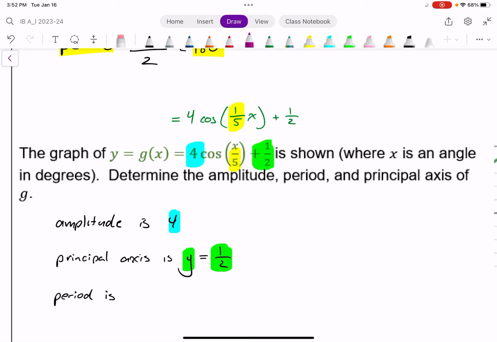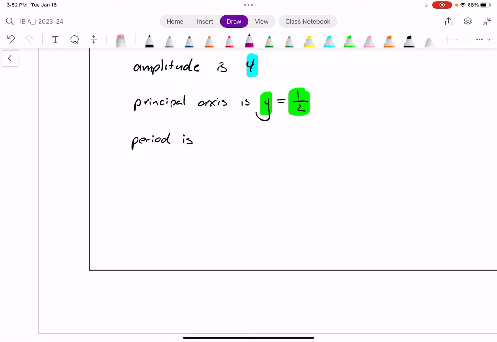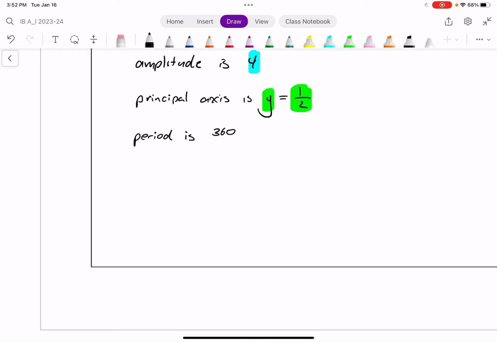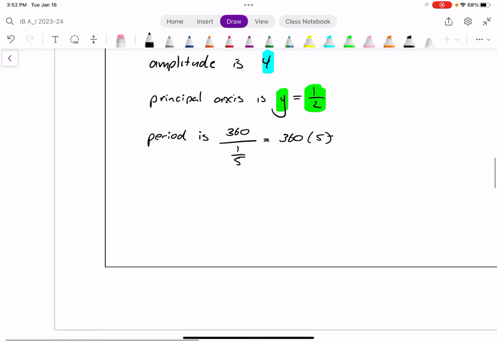And so my period is 360 not divided by 5, it's 360 divided by 1/5, which is equivalent to 360 times 5, which is 1,800.